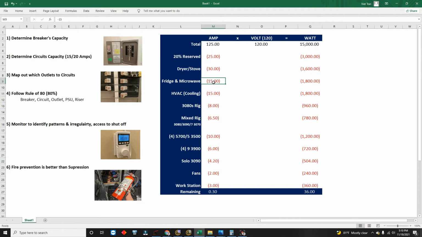Fridge and microwave is 15 together. My HVAC, I actually have a heat pump, and I haven't had heat on for years, so it's only cooling, and I know my cooling is around 15 amp, so I allocated that. And then now we get to the rigs, right? I know that my 3080s is about 8.